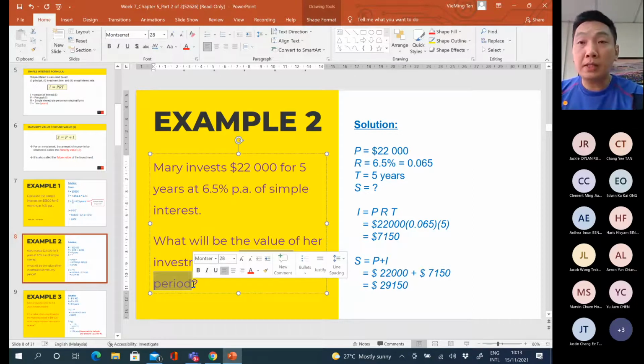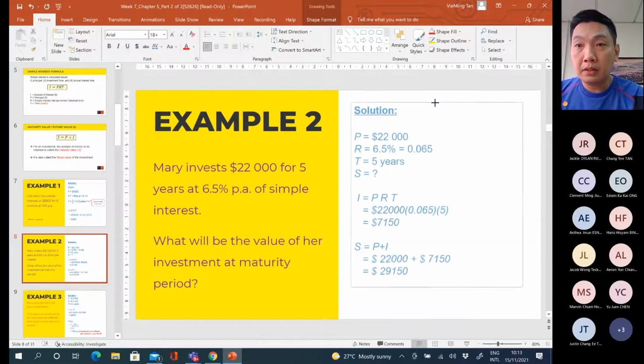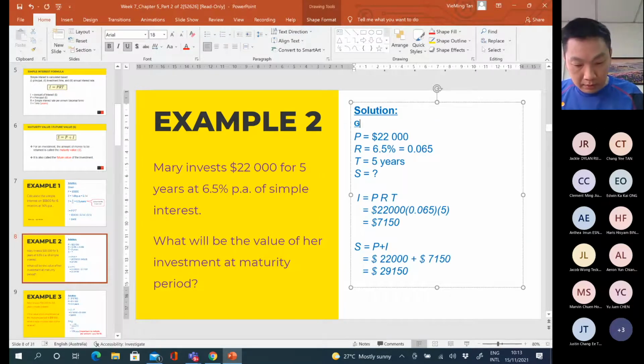Okay, so let us try to write down first some of the information given in the question. So we know, given P, the principal, which refers to the initial investment, 22,000. So put here. If you don't put the dollar, it's fine. Then R is 6.5%. So we need to convert to decimal number. Remember, it's 6.5 divided by 100, then you'll get 0.065. T is the investment period. For this question, it's in years unit, so no need to convert into other unit anymore. It's already in years. So just put T equals 5.